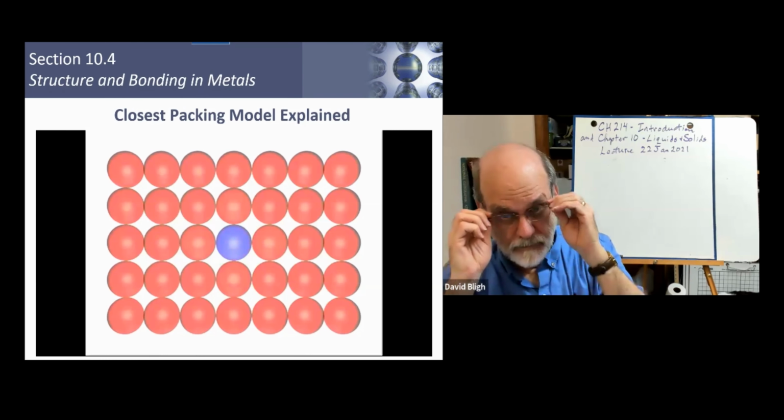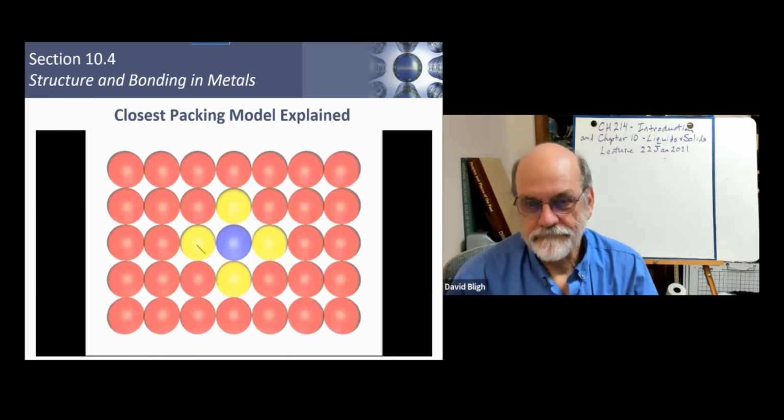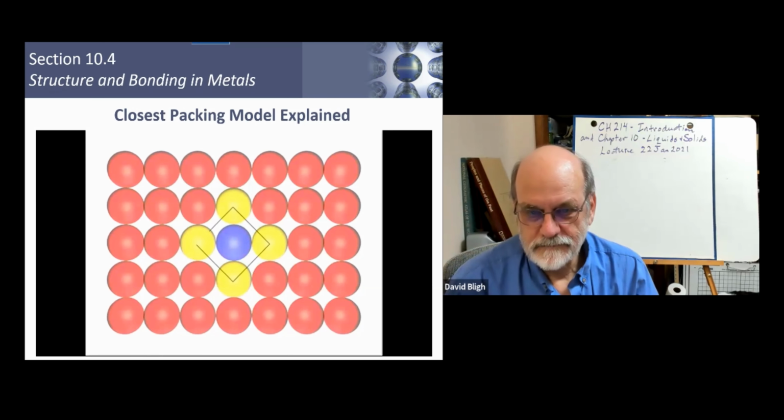Here, a single sphere touches four other spheres. If we join the centers of the spheres, we get a square. Therefore, this packing is called square close packing.